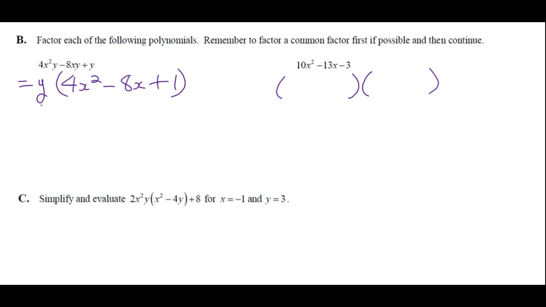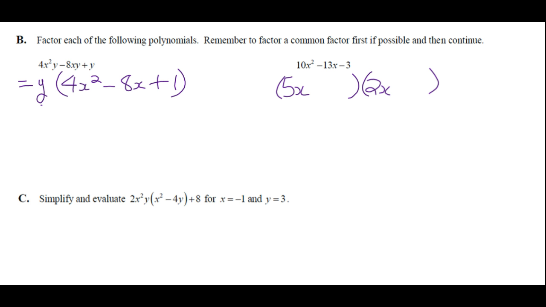So here's how guess and check works. I need 2 numbers that multiply to 10. What are 2 possible numbers that multiply to 10? 2 and 5, or 1 and 10, right? I'm going to say odds are it's 2 and 5. And I like 5 better, so I'm going to start with 5. So 5x times 2x is going to give me my 10x squared.